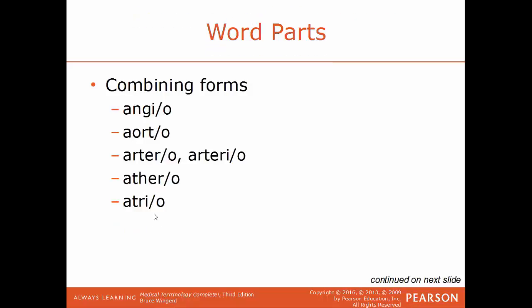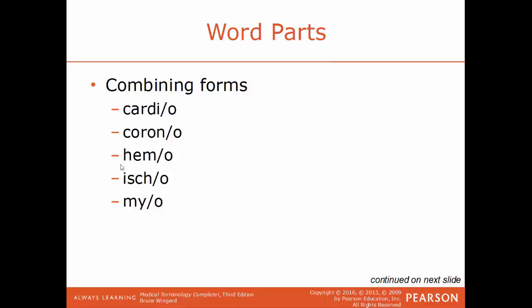Some common combining forms. Many of these we've seen already. Angio is a reference to a blood vessel. Aorto is a reference to the aorta. Arterio is a reference to an artery. Athero is a reference to a plaque, which is a fatty material that you'll find in some blood vessels. And atrio is a reference to the atria, the receiving chambers or the upper chambers of the heart. Cardio is a reference to the heart.